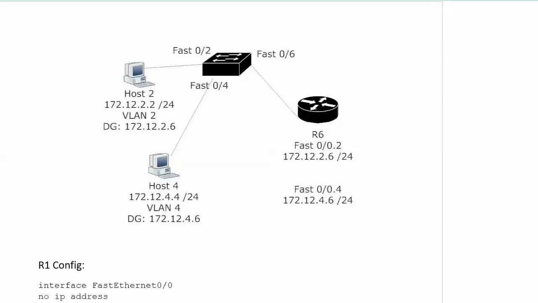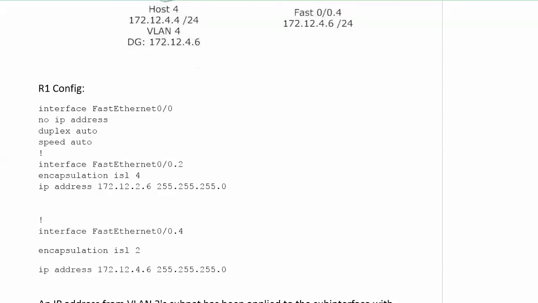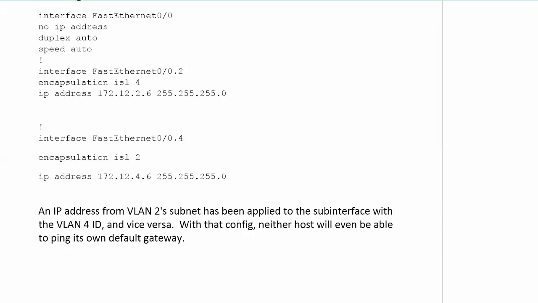Now, what's wrong with this setup? See anything wrong? I'm going to scroll down because I want to show you the config. It says R1 config, should say R6. I'll fix that. But as far as our router config goes on the end of router on a stick, what's the deal here? Well, an IP address from VLAN 2's subnet has been applied to the sub-interface with the VLAN 4 ID. See that? We've got ISL 4, but the address that we have on here is from VLAN 2. And then on our other sub-interface, what do we got? We've got ISL 2, but we have an address from VLAN 4's routing space.